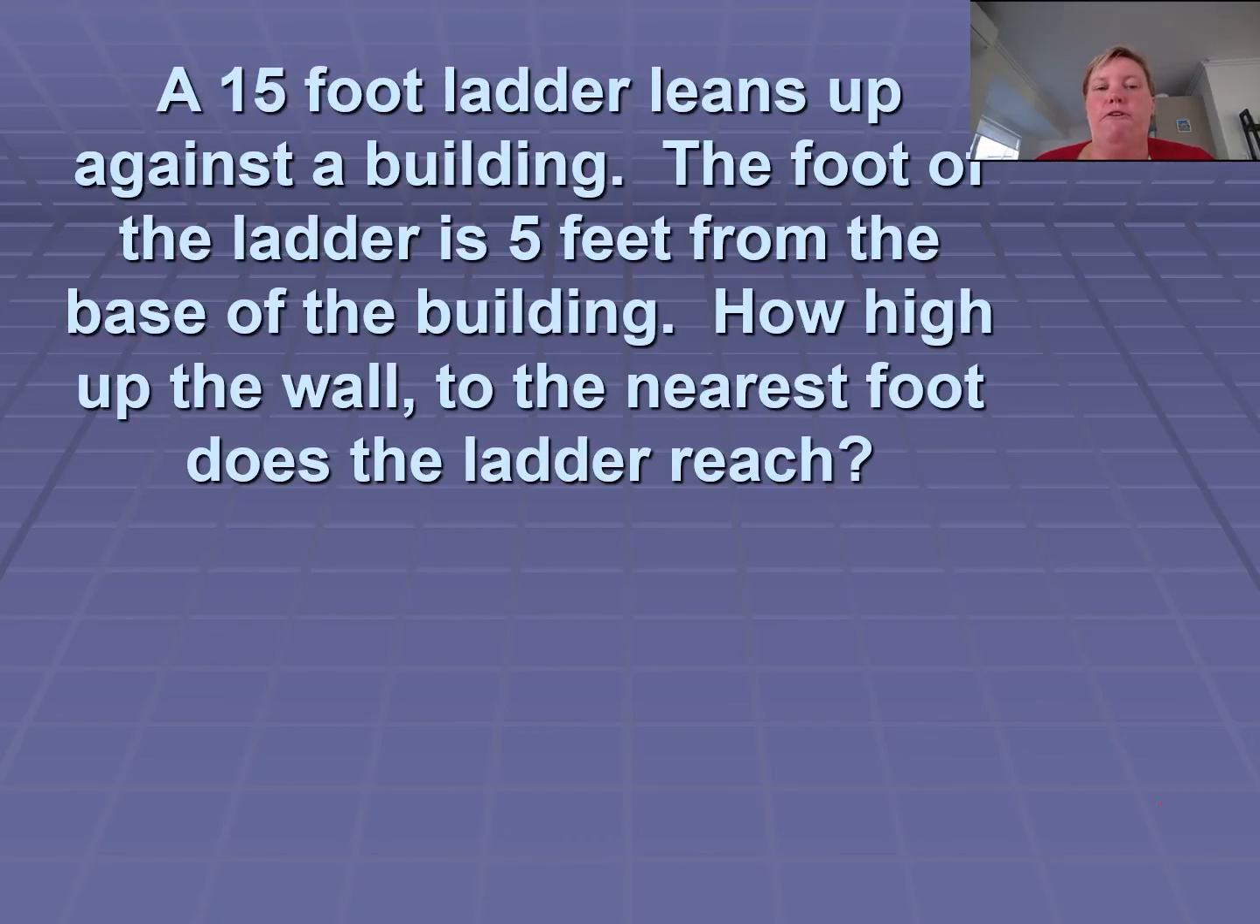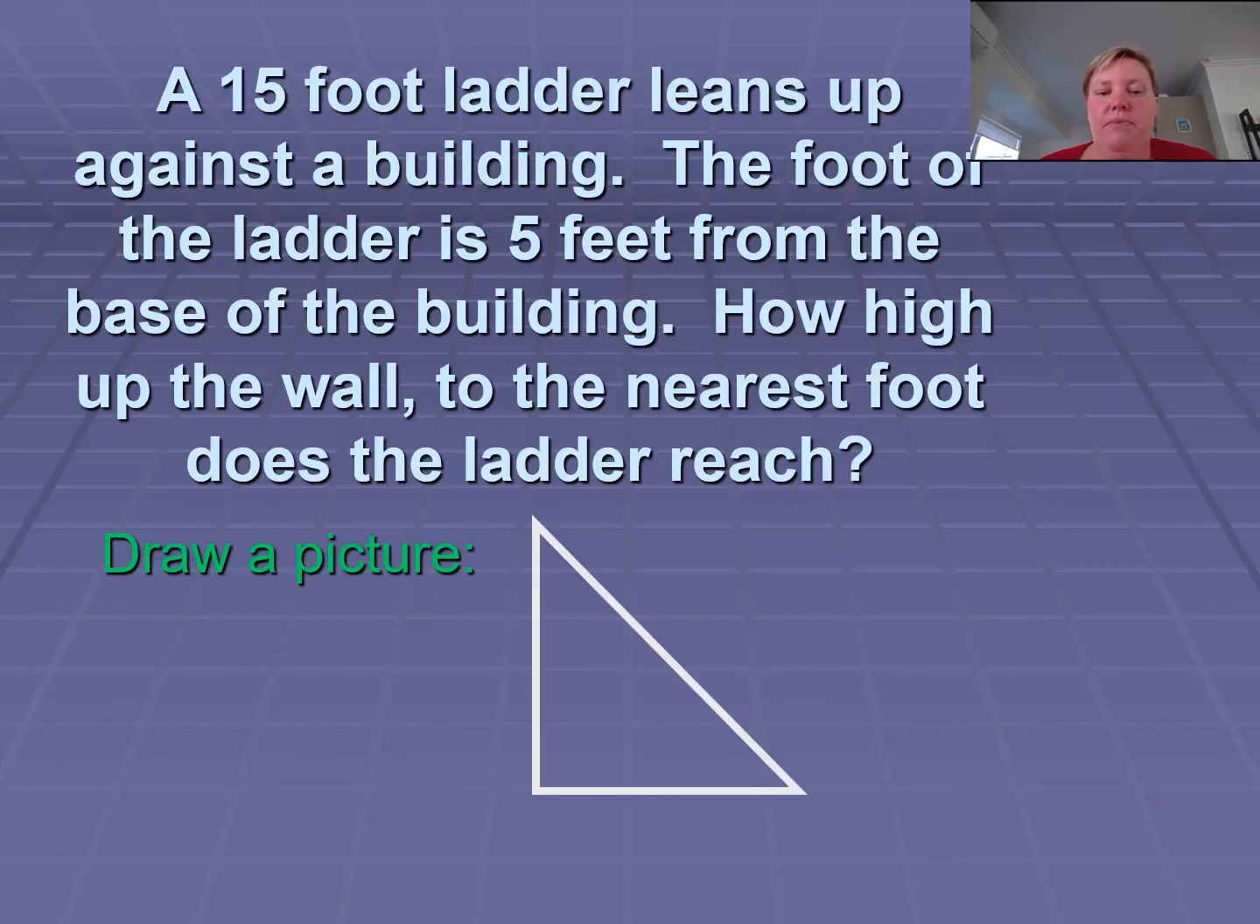Okay, so we've got a 15-foot ladder that leans up against a building. The foot of the ladder is 5 feet from the base of the building. How high up the wall, to the nearest foot, does the ladder reach? Now, I know this is in feet, and that's a bit annoying, but we're just going to, in our head, pretend it's in meters, because they work the same way in maths. Okay, so here we go. We're going to draw that picture. There she is. There's the triangle.